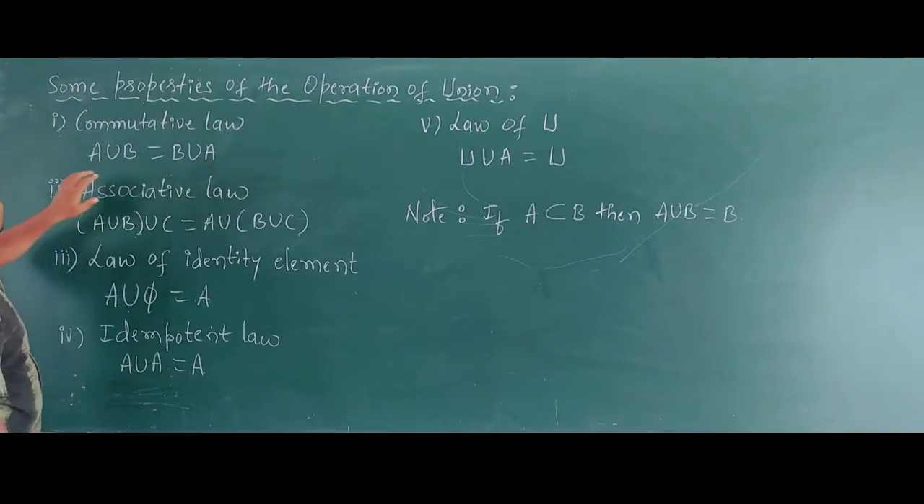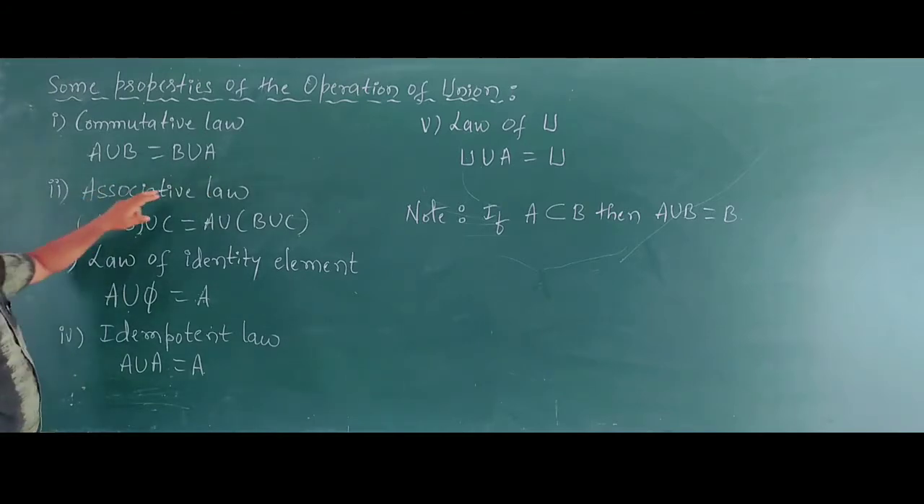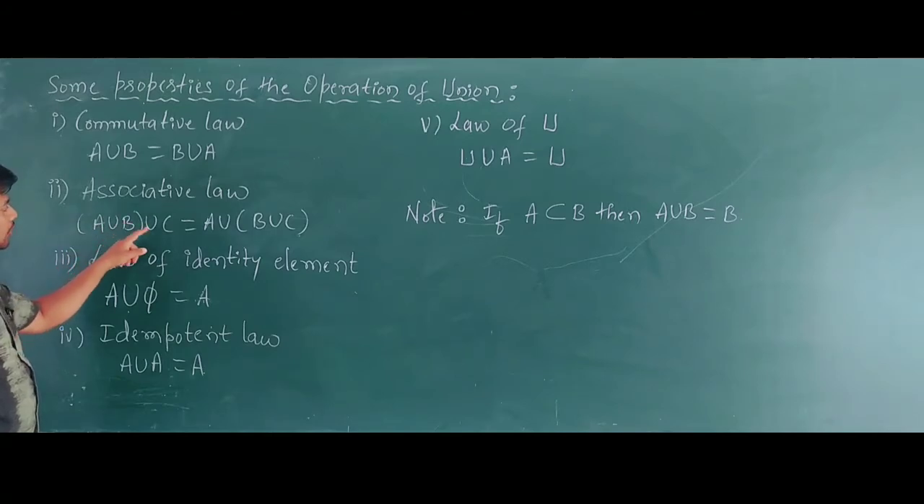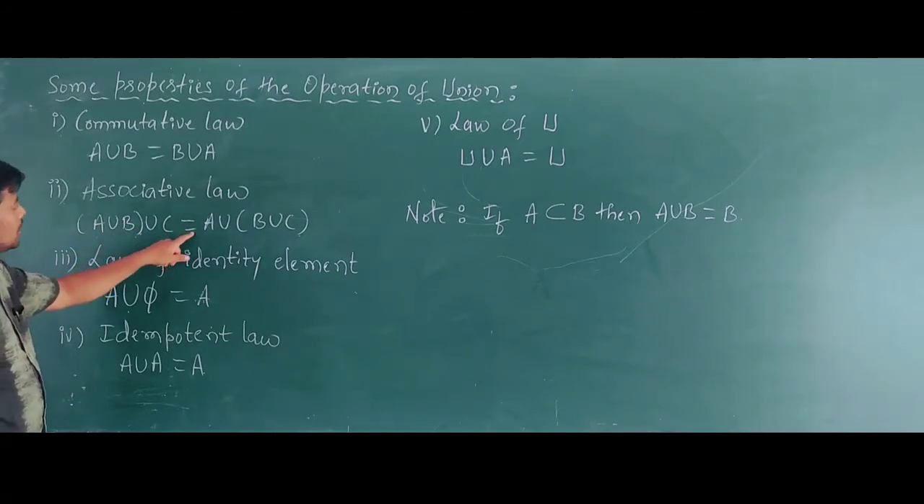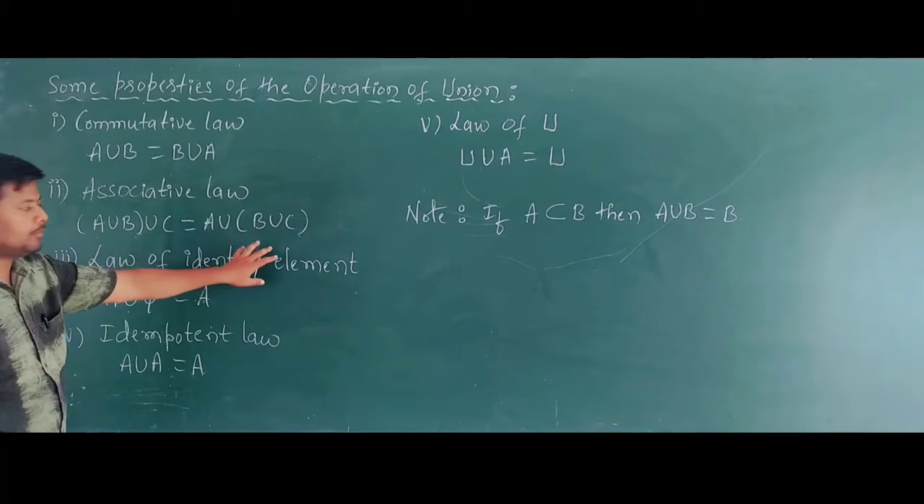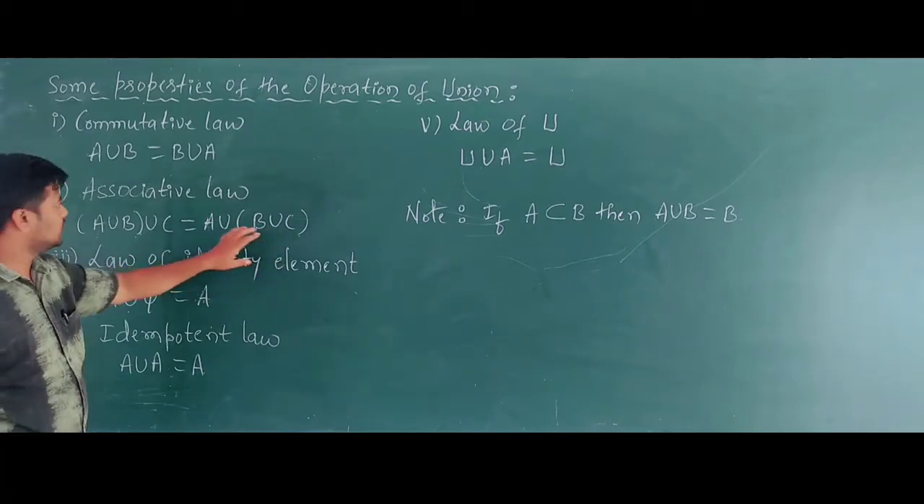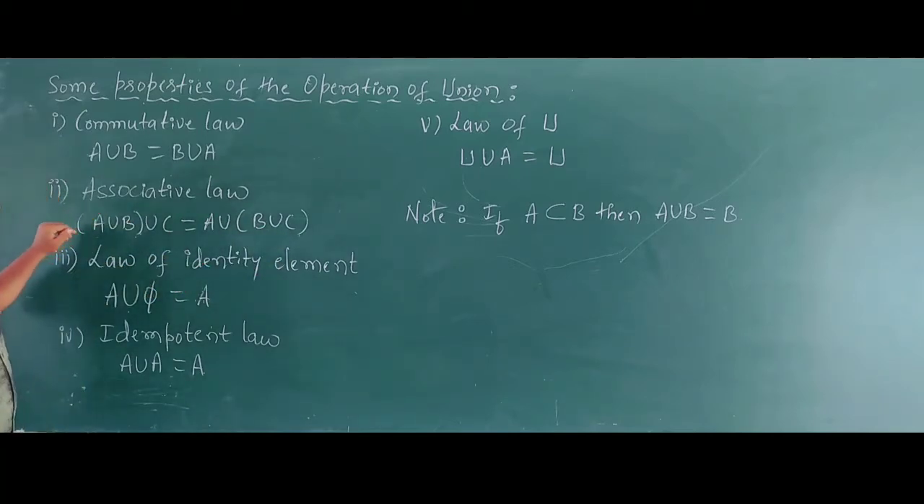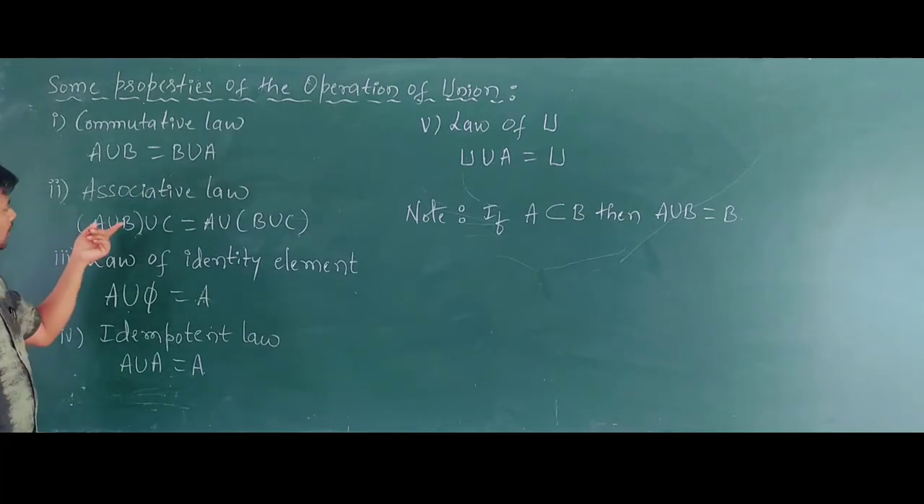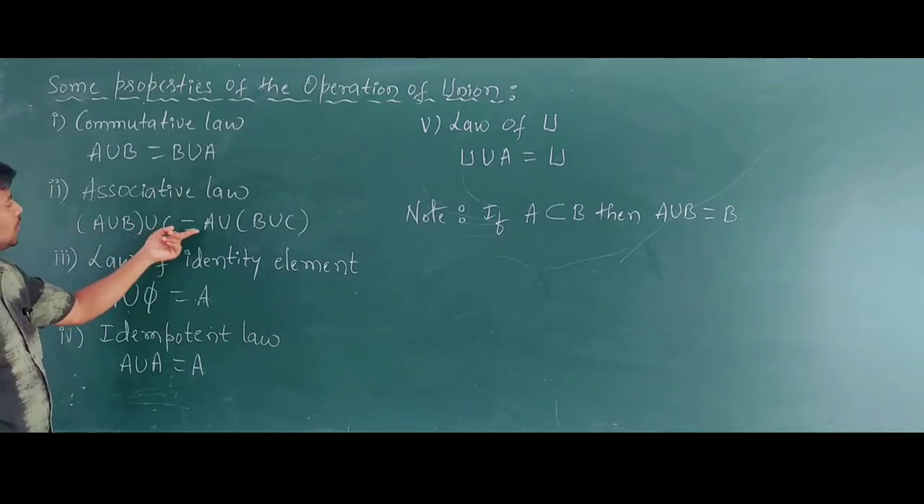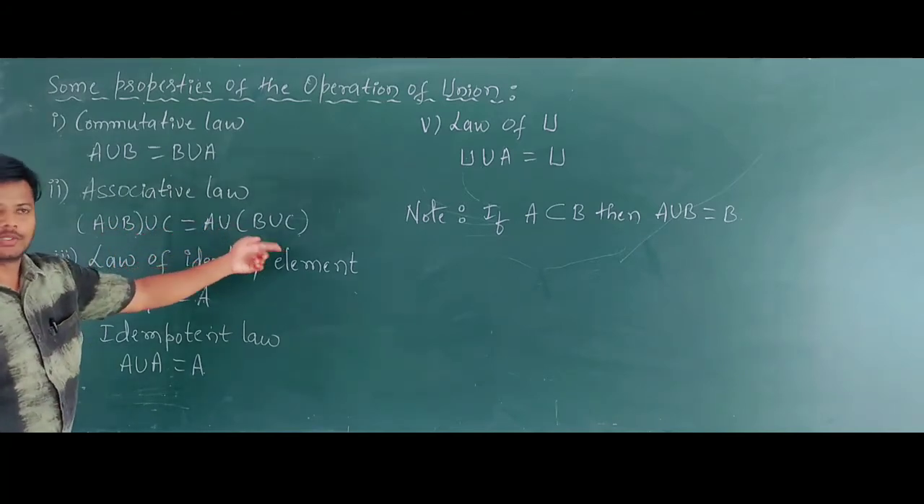Next one, associative law. Bracket of A union B, union C equals A union bracket of B union C. So this is the associative law. This property also holds good for union of sets.